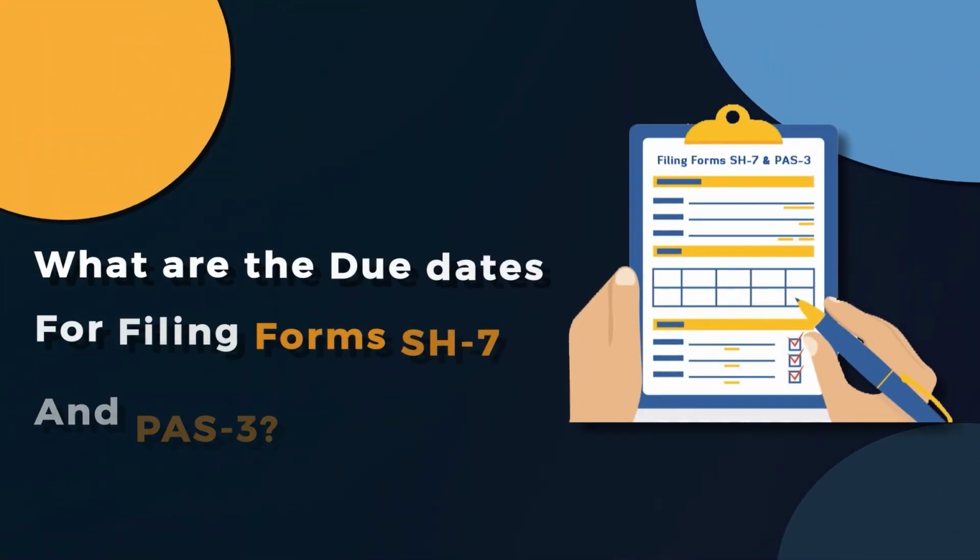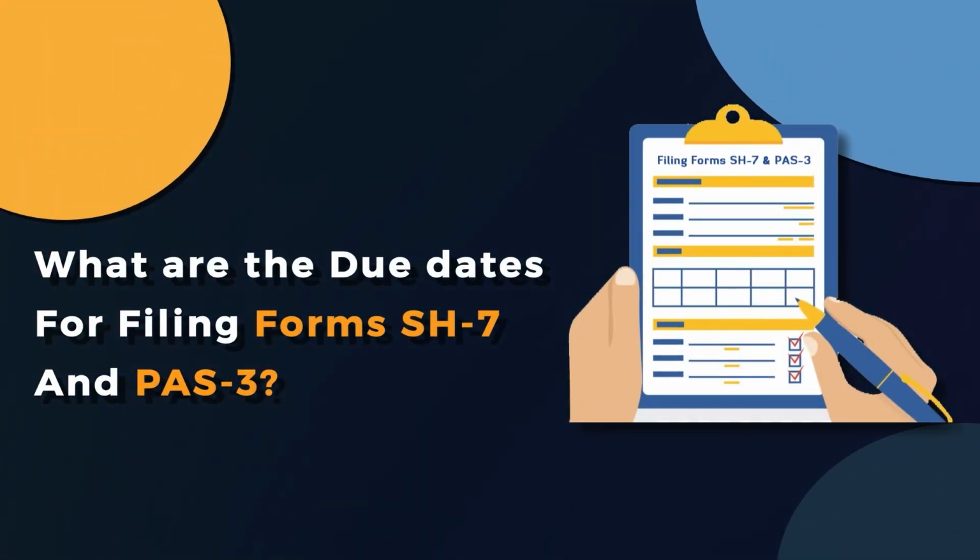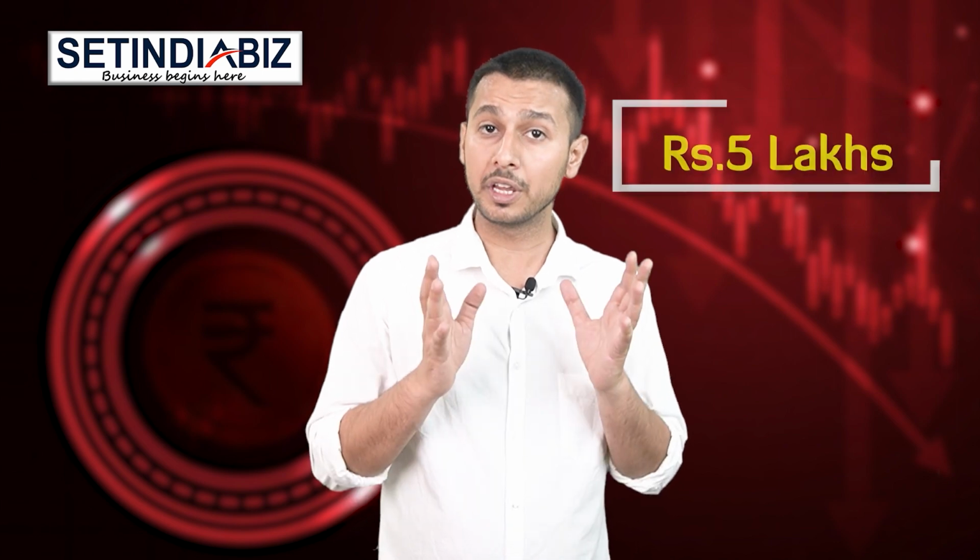So with this, we finally complete our discussion on the process of intimating ROC about the change in share capital of a company. But do we know when such intimation is to be sent? So what are the due dates for filing forms such as SH-7 and PAS-3? Form SH-7 for change in authorized capital has to be filed within 30 days from the date of passing of the ordinary resolution affecting such change. So if this due date is missed, the company's default will be penalized with a fine not less than rupees 5 lakhs, extendable to rupees 25 lakhs. Also, every defaulting officer will be penalized with a fine not less than rupees 1 lakh, extendable up to rupees 5 lakh.